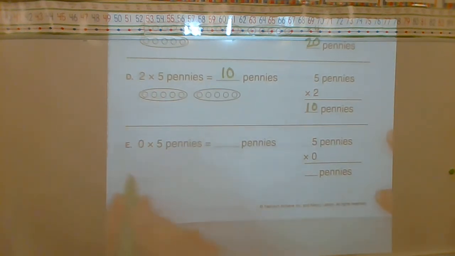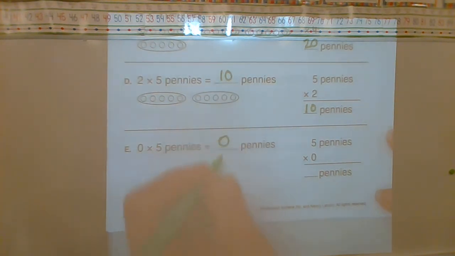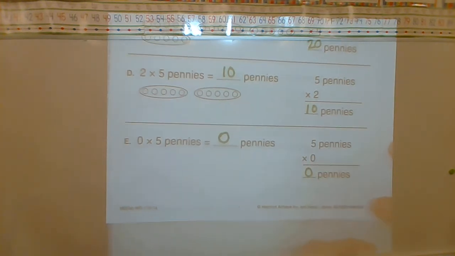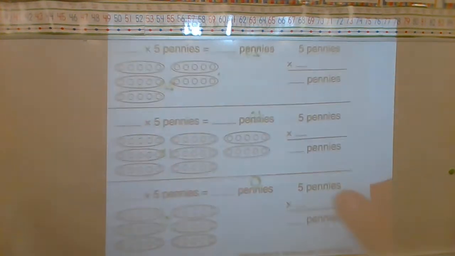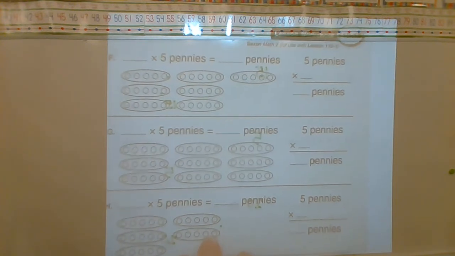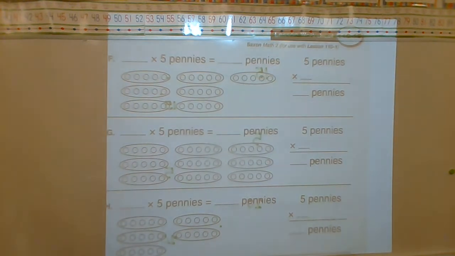0. Wait a minute. Do you see any pennies? I don't see any pennies. Our answer is 0. And it's still 0. All right, let's turn it over. We are going to work the back together. Okay, it will just take us a moment because we are so good at fives.